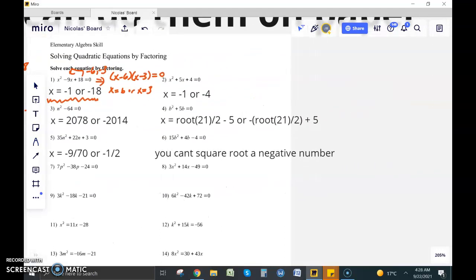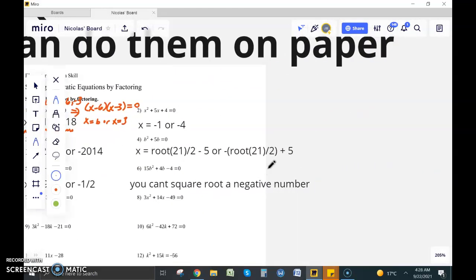So let's go over here and check out number 2. So same deal, right? Just write my a, b, and c. a is 1, b is 5, c is 4.